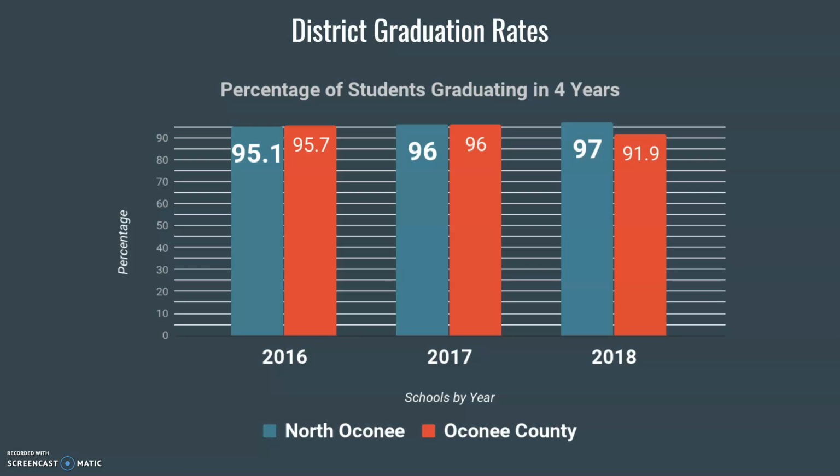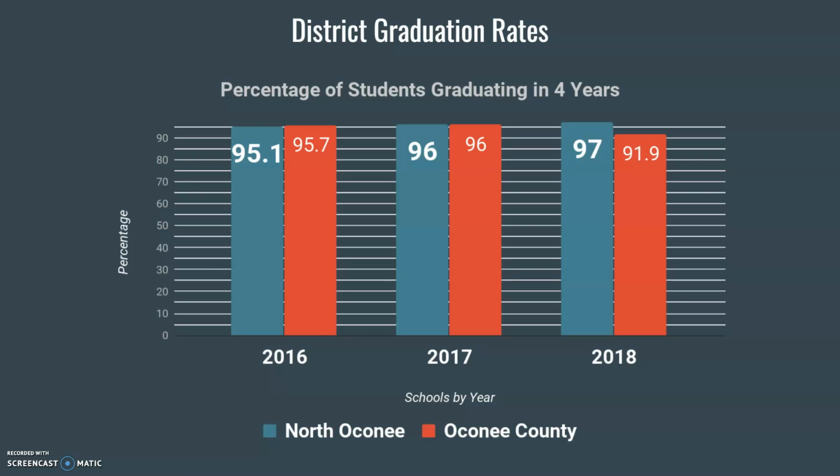Here you can see the district graduation rates. The blue bars on the left refer to North Oconee's percentage of students graduating in 4 years. On the right, you can see the red column, or red bar, which shows Oconee County's percentage of students graduating in 4 years.